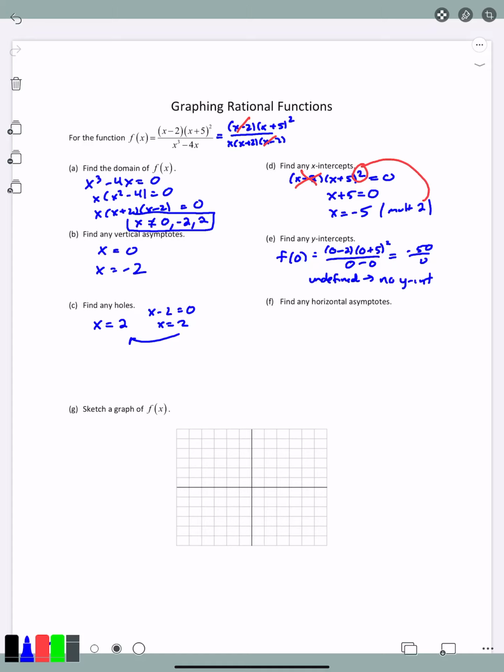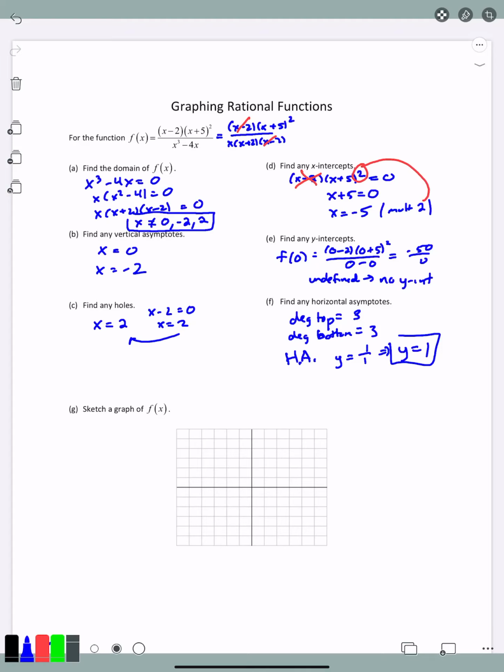And then horizontal asymptotes. We need to know what the degree of the top and bottom are. Well, the bottom is already multiplied out, so therefore it's 3 there. The top, you've got an x squared and an x, so that's going to be also 3. So in this case, they're equal. So my horizontal asymptote is going to be the leading coefficients, which in this case is 1 over 1. So my horizontal asymptote is y equal to 1.